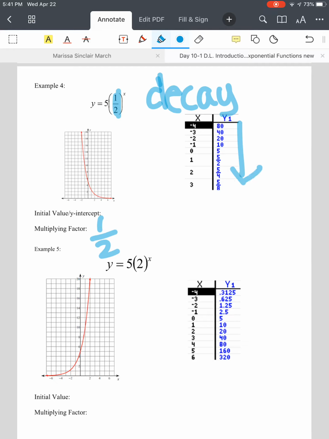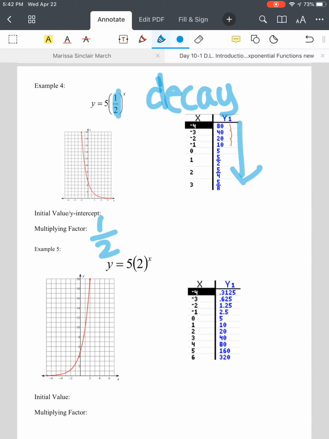I can look at the y's. As I go down in my table, as my x's are getting bigger, my y's are getting smaller. 80 to 40, 40 to 20, 20 to 10. Those are getting smaller, and they are being multiplied by 1/2. 80 times 1/2 is 40, 40 times 1/2 is 20, 20 times 1/2 is 10, and so on.